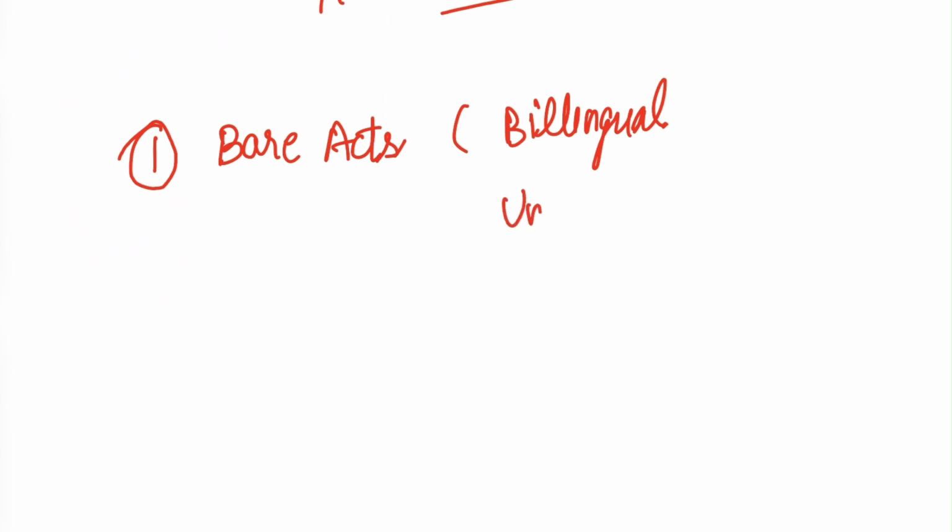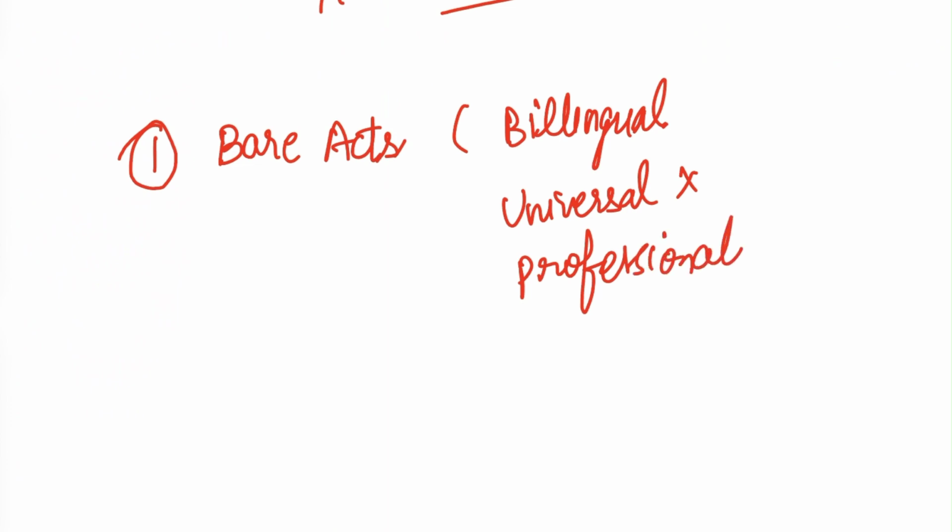You can go with the Universals, but Universal bare acts come with short notes or commentaries, so you can skip them. You can go with the Professionals. The Professional bare acts are good. There are no errors as such. I have read them, and I didn't find any errors in them. Professional bare acts are good if you are comfortable reading in English.